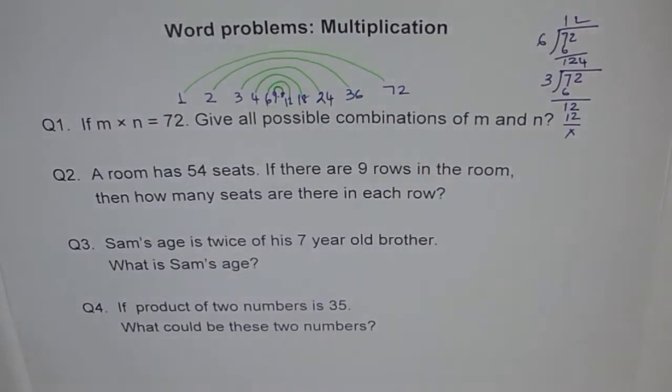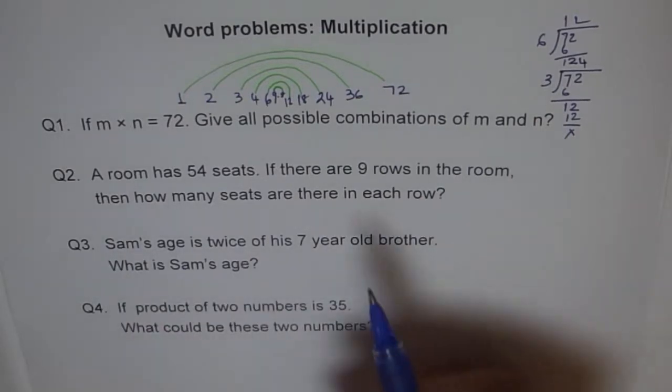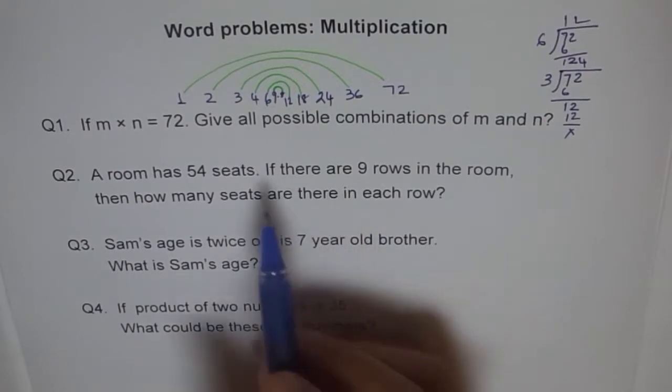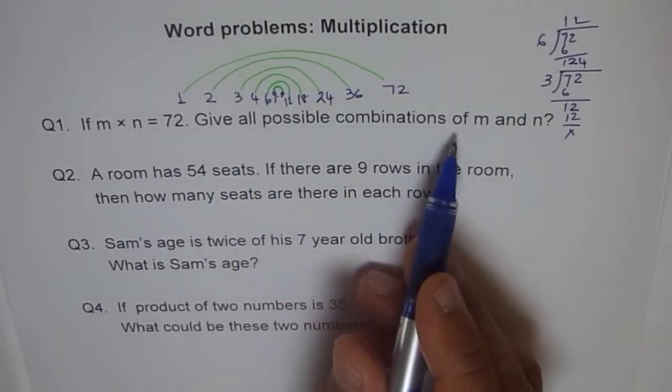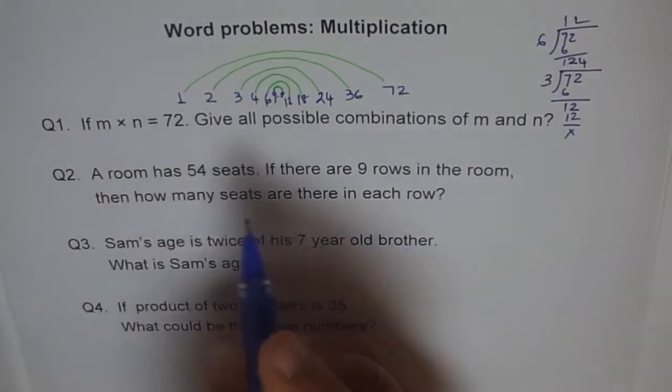Correct? You could have drawn this rainbow with different colors, right? Well done, correct? And got a perfect rainbow here this time. There are a lot of factors, right? So give all possible combinations of m and n, which will give you 72. So what are the combinations of m and n?